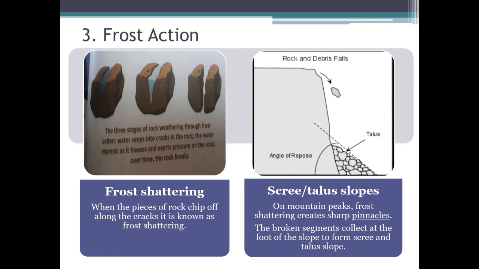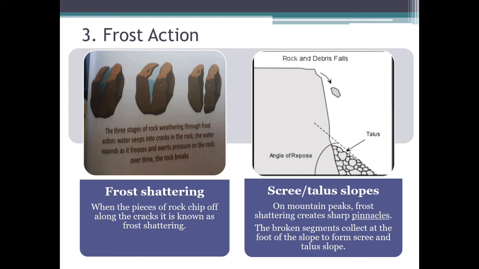On the second side, in the second picture, you can see the scree or talus slopes. When the action of frost is there, the mountain peaks break up. Due to the breaking up, the peaks have pinnacles, they are very sharp, the structures which are formed are sharp and pointed, so they are known as pinnacles, while the broken segments are collected at the foot and they form the slopes.